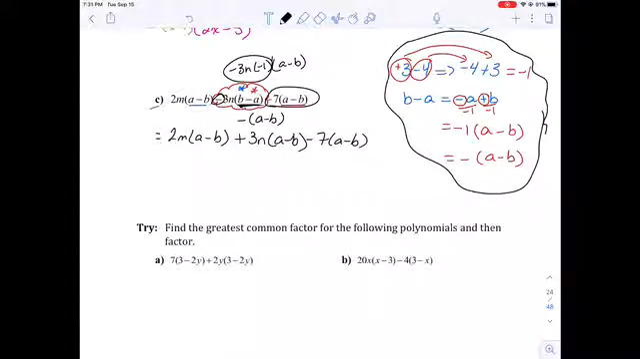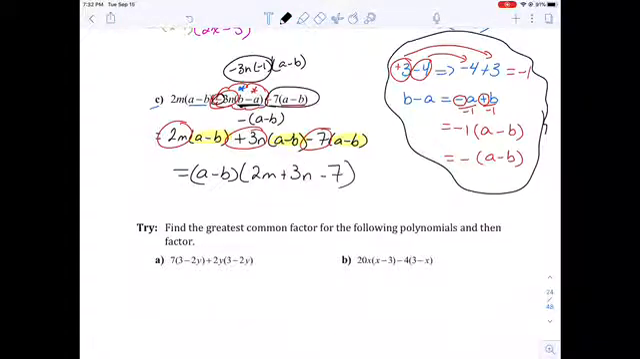That's the shortcut. Okay, now I look and I say, what is common? a minus b, a minus b, a minus b. So I write down a minus b, and what's left over? 2m plus 3n now, right? The opposite of minus 3n, minus 7. So we write those leftovers, 2m plus 3n minus 7.